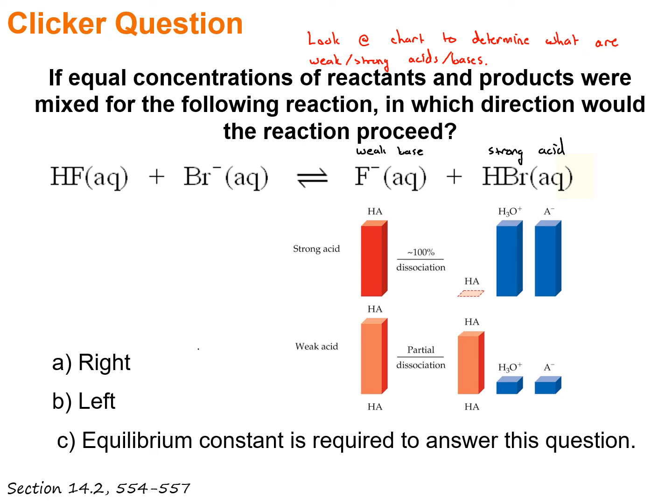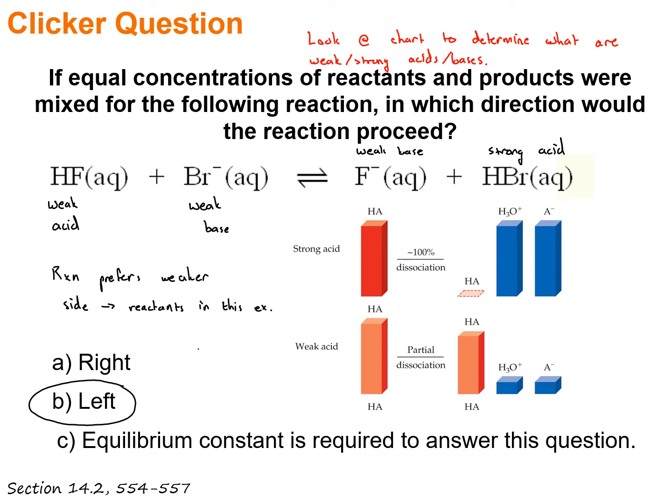So if we look up there, HF is a weak acid, Br minus is a weak base, and I already had labeled that F minus is a weak base, and HBr is a strong acid. So if you had to compare those, you probably would see that we have a weak and a strong on the right, and we have weak and weak on the left. Which is the side that's a little bit weaker? Well, I think you probably could see that it should be the reactant side that is a bit weaker here. If that is the case, then we expect the reaction to proceed to the left. And so in this case, we expect B to be the correct answer here.